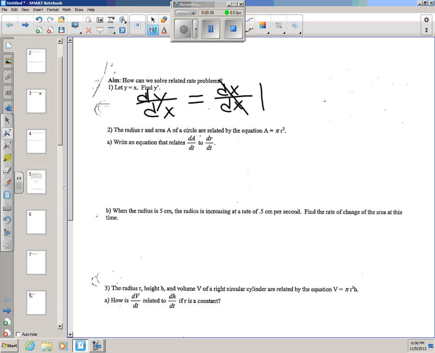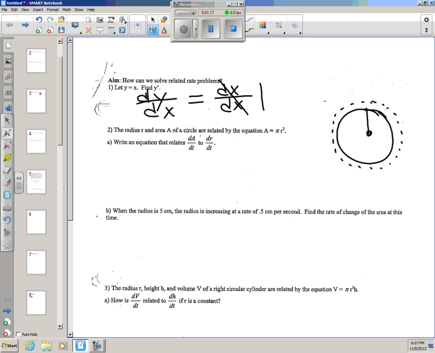Okay, so let's look down at number 2. Number 2, the radius r and area A of a circle are related by the equation A equals pi r squared. We're going to look at how both sides of the equation are changing compared to time. Let's just think of why we might want to do this. Let's say we have a really shallow puddle, so we're not even concerned with its depth, but we're interested in how its area is changing. So we could look at the relationship between the rate at which the radius is changing and the rate at which the area is changing.